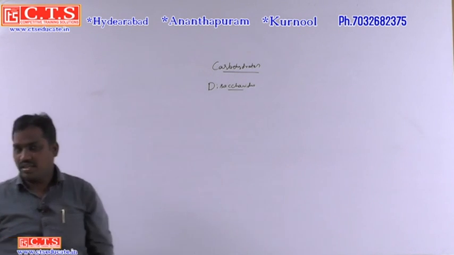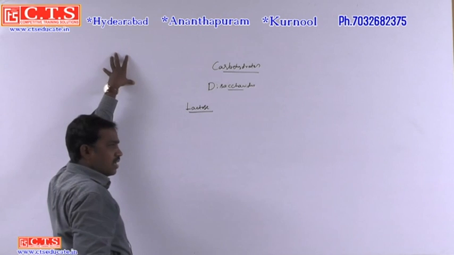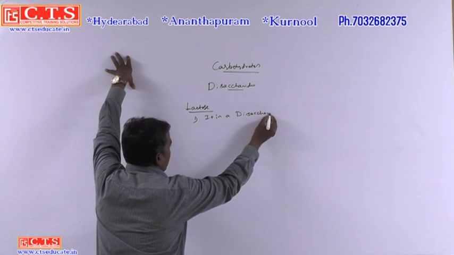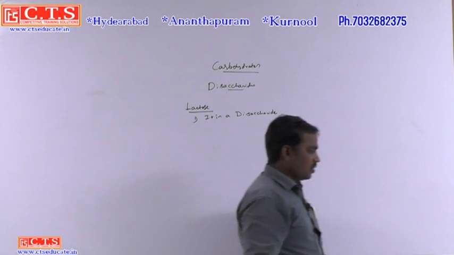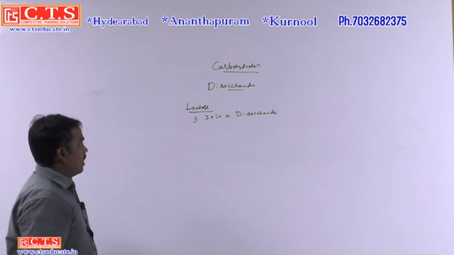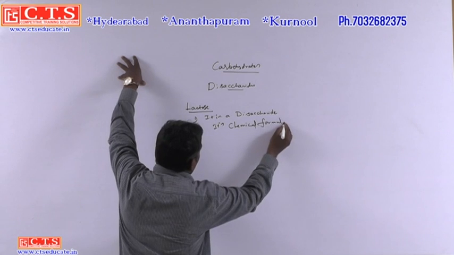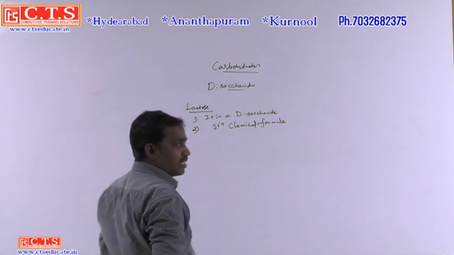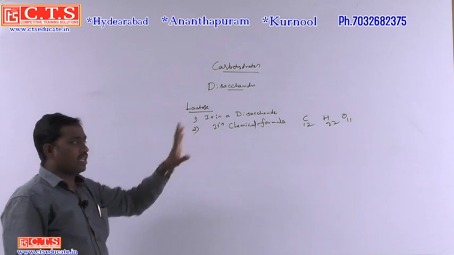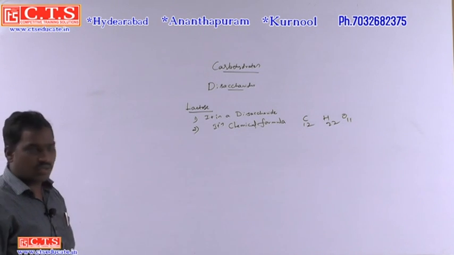The next disaccharide is lactose. Number 1, lactose is a disaccharide. Its chemical formula is C12H22O11.